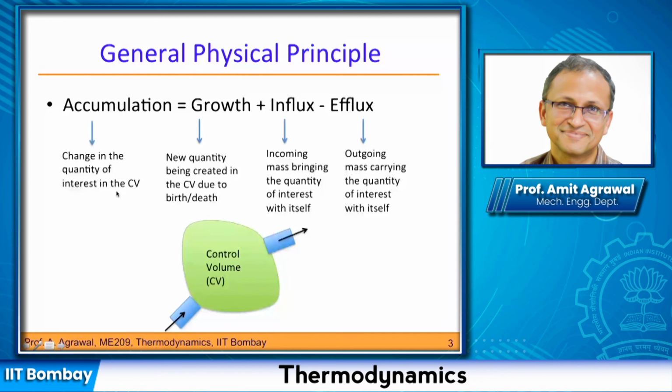This change in the number of people can happen because of births and deaths of the people inside this village. This is like a growth term; I'm calling that a growth term. And then I can have people coming in and people going out. So this is like an influx term, and there is an efflux term. So the number can change.